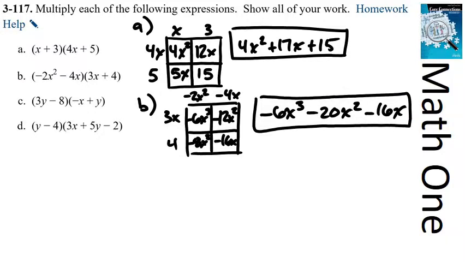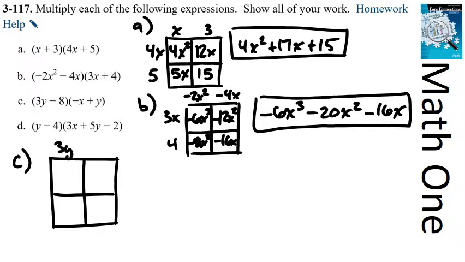For C, another binomial. So, and you know what, C I'm going to write way over here. There's enough room for it. So on C, I'm going to go with another 2 by 2 grid. I've got a 3y and a negative 8. I've got a negative x and a positive y. As I multiply 3y times negative x, well, actually, that's not true. It should be negative 3xy. And you could write negative 3yx too. That doesn't matter. I tend to write x first. When I multiply negative x times 8, that would be a positive 8x.